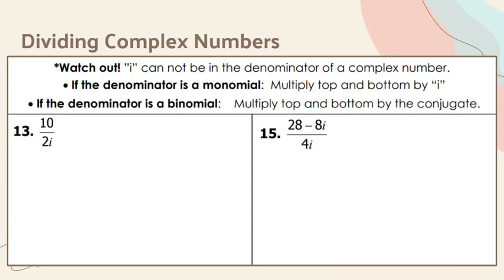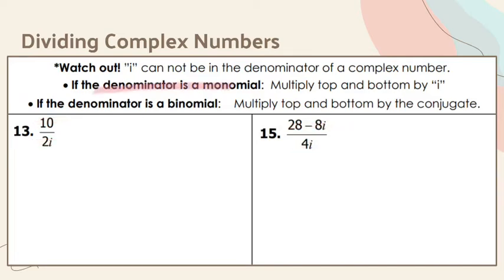So if the denominator is a monomial, this means one term. As a reminder, terms are separated by addition and subtraction. So this expression has two terms. This has one term, one term, one term. Okay, so a monomial means one term.